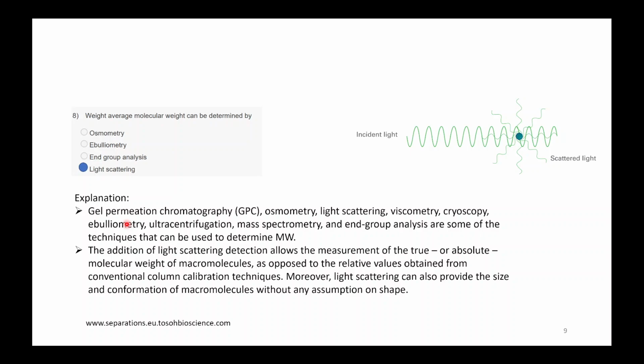So gel permeation chromatography, osmometry, light scattering, viscometry, these are various techniques that can be used to determine molecular weight. And the addition of light scattering detection allows measurement of the true or absolute molecular weight of macromolecules, as opposed to the relative value obtained from conventional column calibration techniques. Moreover, light scattering can also provide the size and conformation of macromolecules without any assumption on shape.